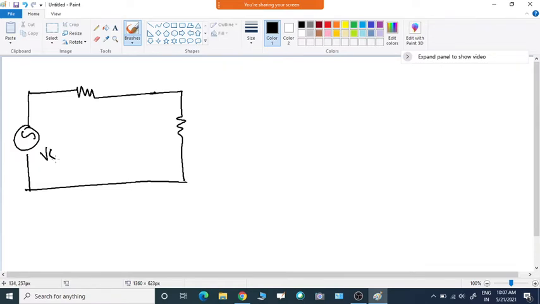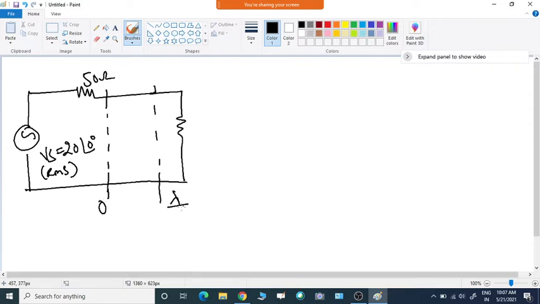So this is Vs, which is given by 20 at an angle 0, because this is the RMS value which is given, and this is the source impedance 50 ohm, and there is the length of the transmission line. So this is 0, and this one is lambda by 8. So the length of this one is lambda by 8, and the load impedance is given by 50 plus j50. So this is the circuit which is given.